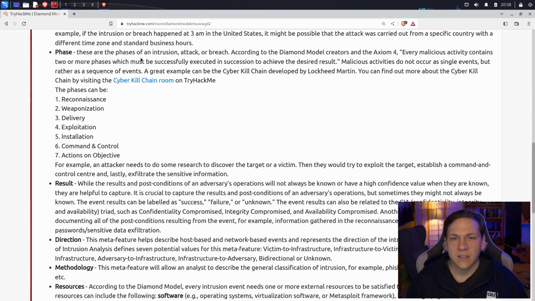Phase. These are the phases of an intrusion, attack, or breach. According to the Diamond Model, Creators, and the Axiom 4, every malicious activity contains two or more phases, which must be successfully executed in succession to achieve the desired result. Malicious activities do not occur as single events, but rather as a sequence of events. A great example can be the cyber kill chain developed by Lockheed Martin. You can find out more about the cyber kill chain by visiting the cyber kill chain room on TryHackMe.